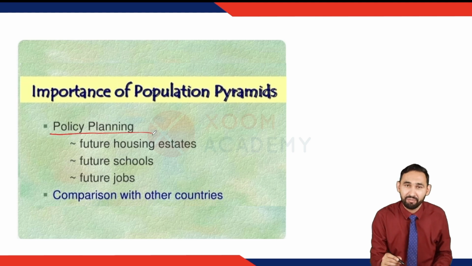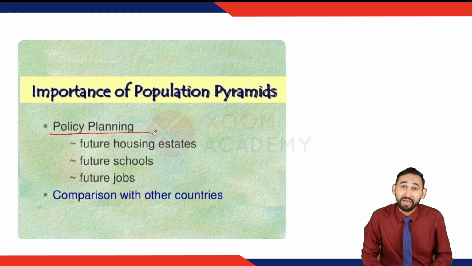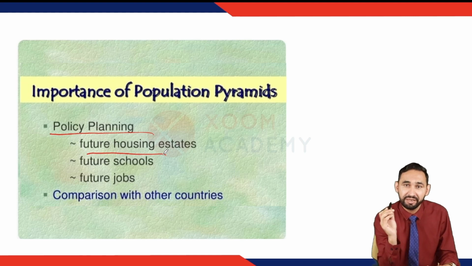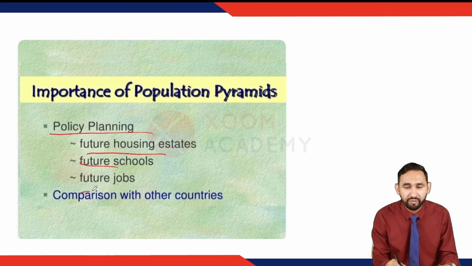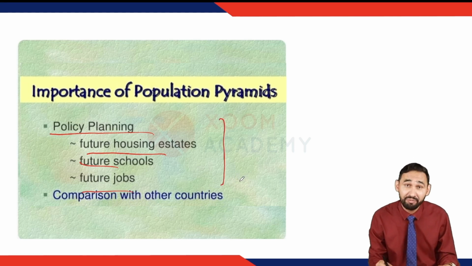Why population pyramid? Why do we want to know about it? Policy. We need a policy. Planning. We need to plan. We need specific planning according to age, gender, disease, and future housing. If population is increasing, after 10, 20 years we need houses, schools, and jobs. So we will create policy according to our pyramid, like the pyramid of Pakistan.